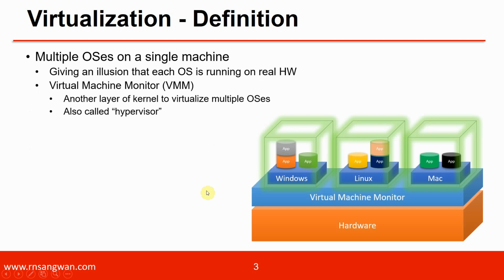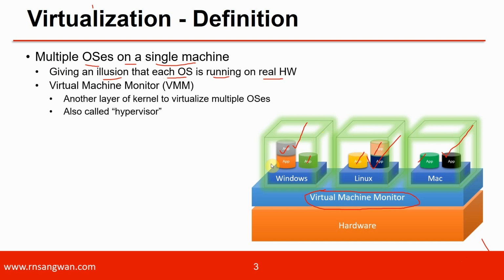Virtualization basically represent the concept where multiple operating systems resides on a single machine, giving an illusion that each operating system is running on real hardware. For example, we have this hardware, then we have virtual machine monitor, also known as hypervisor, and we created 3 machines here. One is Windows machine, another Linux machine, and Mac machine, and our applications and binaries are running in isolated environment in independent virtual machines.